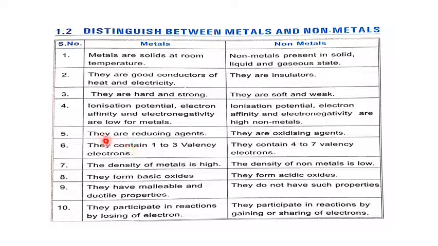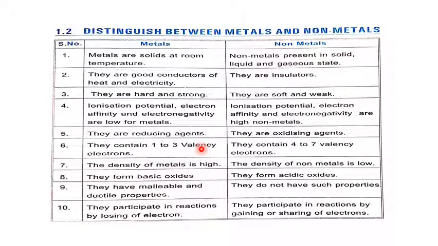Listen, when metals participate in chemical reactions, they lose their electrons or give electrons to other elements, so they are reducing agents. When non-metals participate in chemical reactions, they gain electrons from other elements, so they act as oxidizing agents. So metals are reducing agents, non-metals are oxidizing agents.